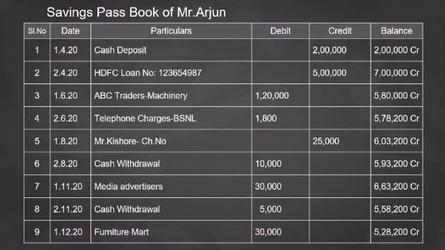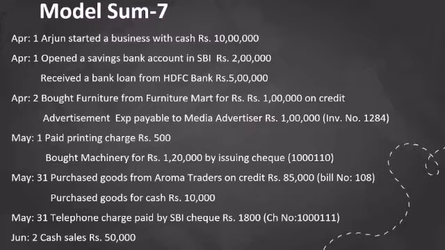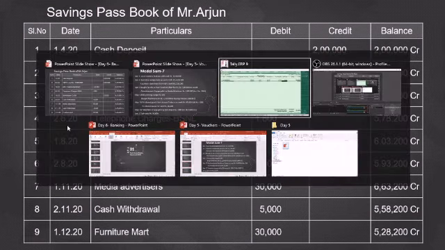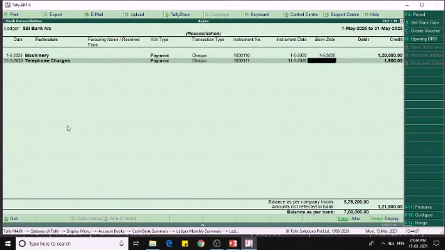and then telephone charges: on 31st May we are paying the telephone charges by SBI check for the value of 1800. So now let us see the passbook. On 31st May we are issuing, but it is honored on the 2nd of June only. So now we have to go to reconciliation. 2nd of June only it is honored.